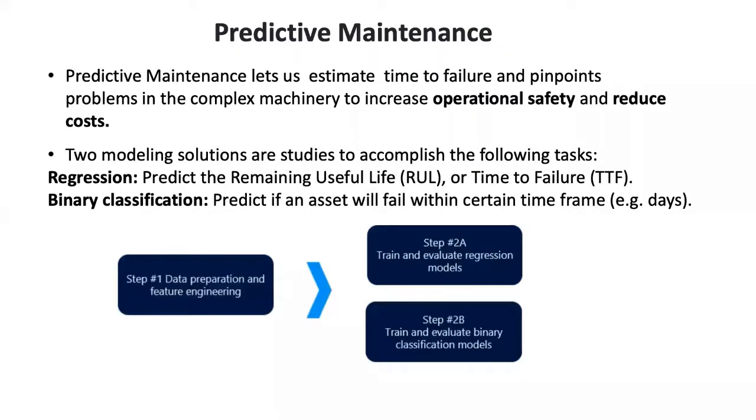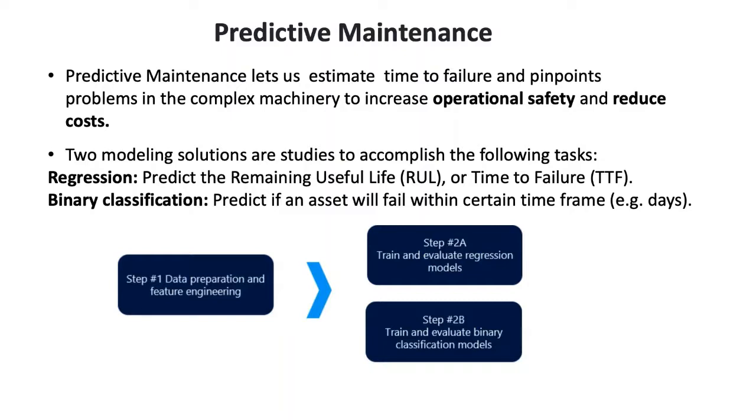First of all, I would like to talk about predictive maintenance. We know that predictive maintenance lets us estimate time to failure and pinpoint problems in complex machinery to increase operational safety and reduce cost. There are two common approaches to predictive maintenance. The first one is regression, and the second one is the binary classification problem.